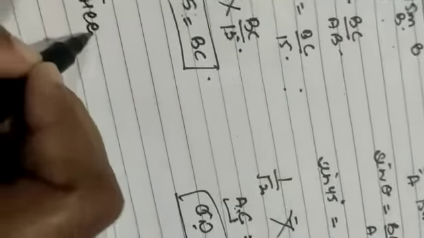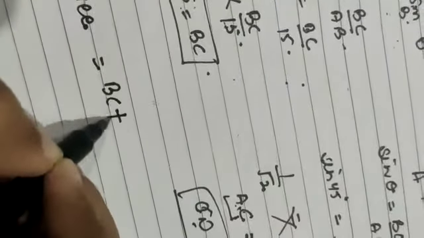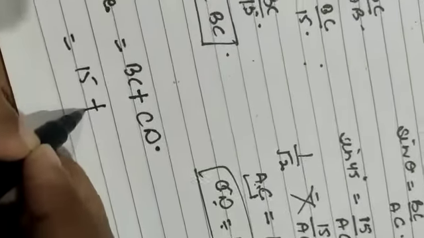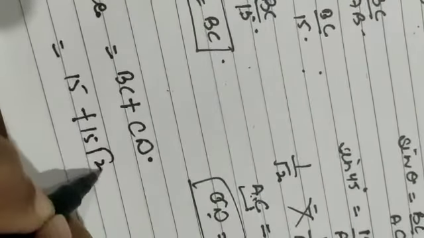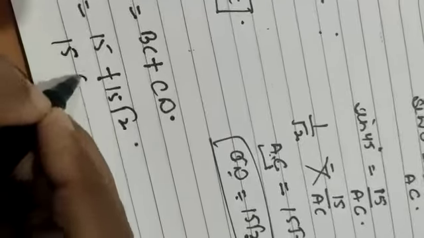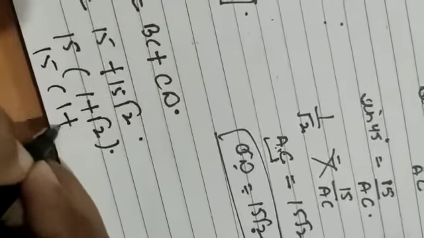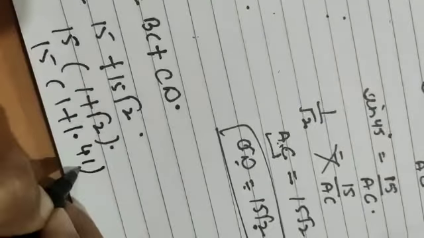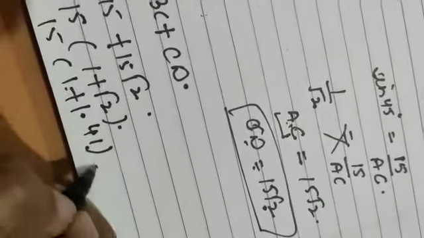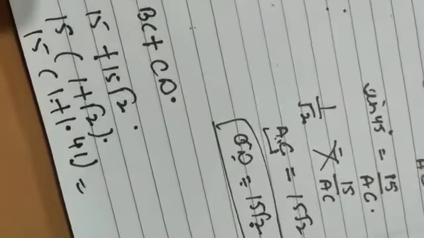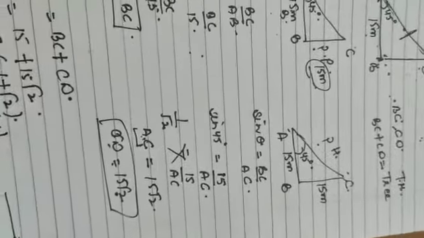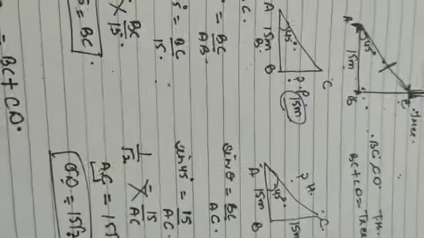Now we have to find the total height of the tree. Total height of the tree will be BC plus CD, and BC is 15, CD is 15 under root 2. So take out 15 common, 1 plus under root 2. Under root 2 is 1.41. Add 1.41 and 1 and multiply with 15. You will get the total height of the tree before it was broken.